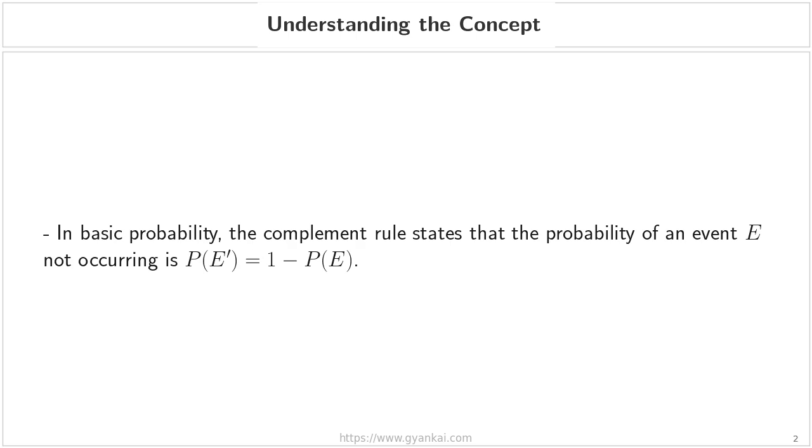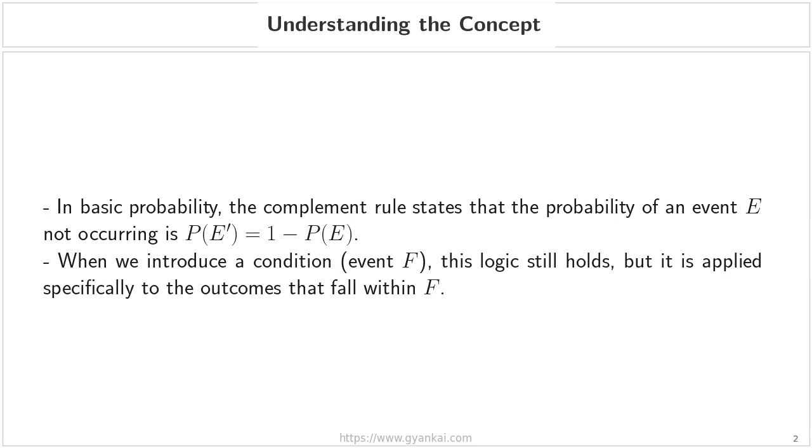Understanding the concept. To understand this, let's start with something you already know from basic probability, the complement rule. You'll remember that the probability of an event E not occurring, which we denote as P of E prime, is simply 1 minus the probability of E. It's a fundamental rule that covers everything in our original sample space.